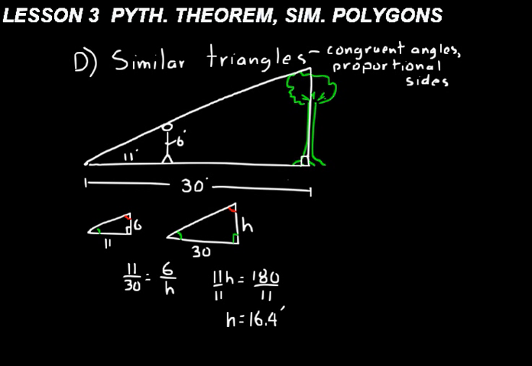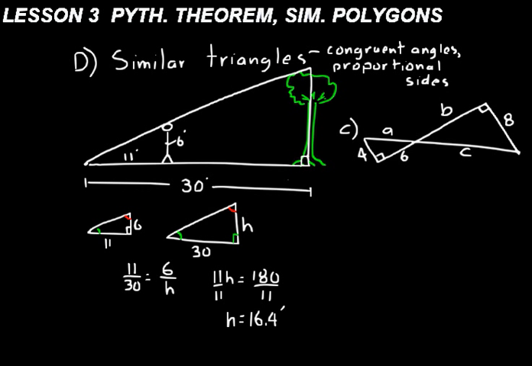They have congruent angles and proportional sides. We can use that information to find missing lengths. Let's do a practice problem now. Look at practice problem C. You have two triangles there. I want you to find sides A, B, and C.